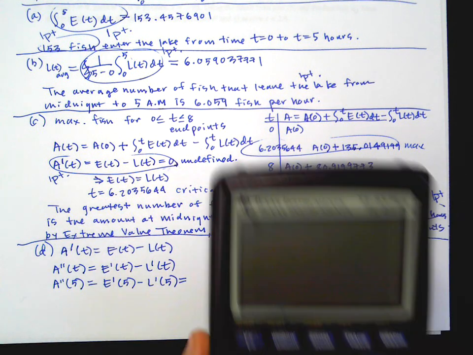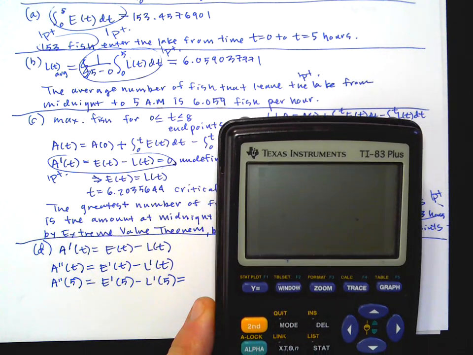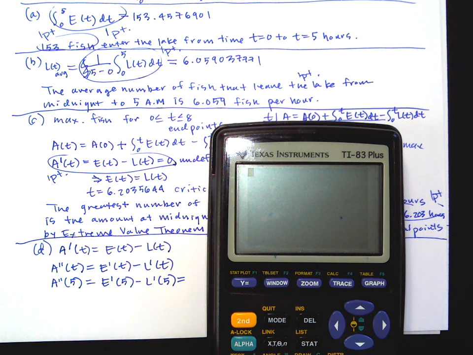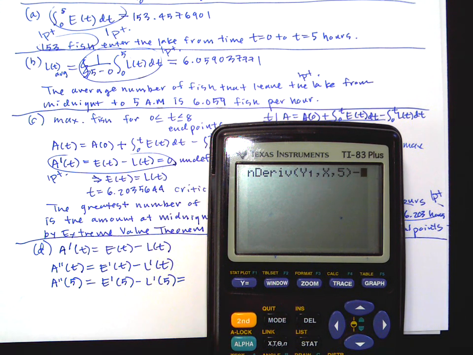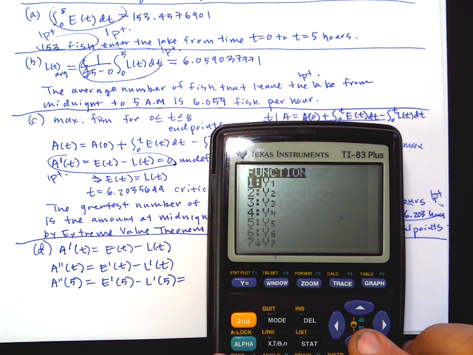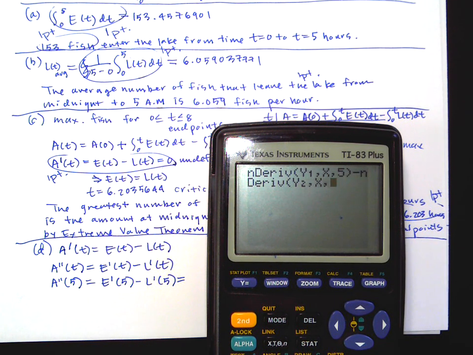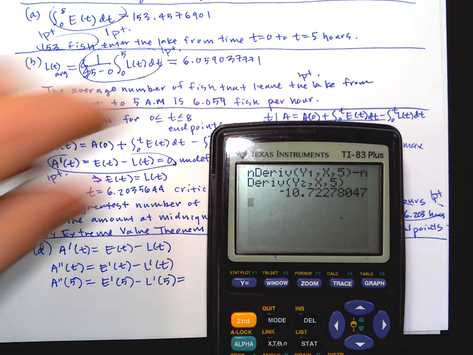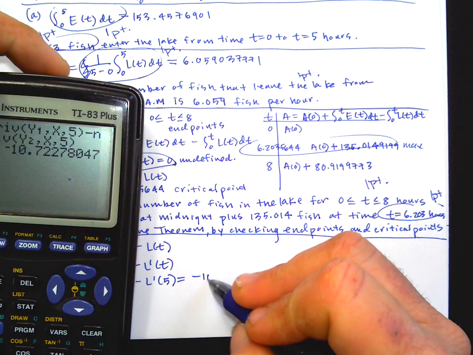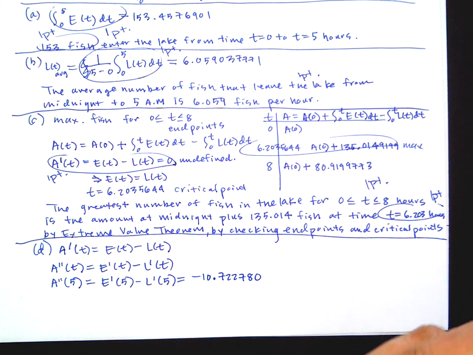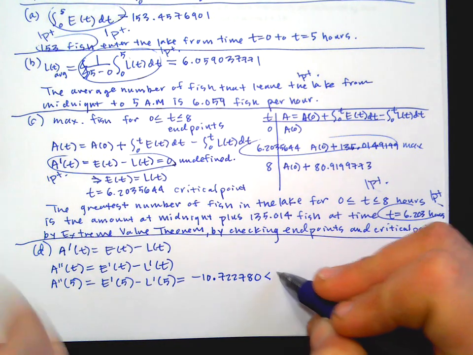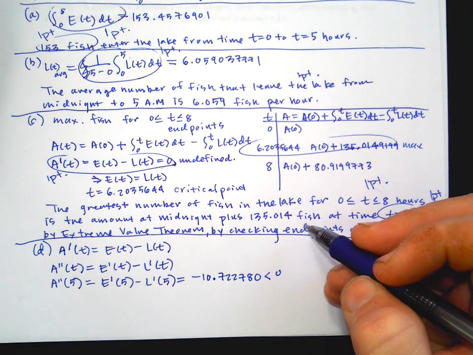Now, I could do this on my calculator. I could do both of those at the same time. We could do math 8 and derive, vars, y vars, function y1, comma x, comma 5, minus math 8, vars, y vars, function y2, comma x, comma 5. So this is doing the derivative. It comes out to negative 10.72278. And it's negative. So that means the rate of change is decreasing.